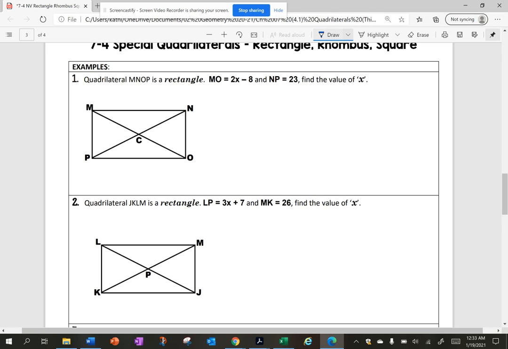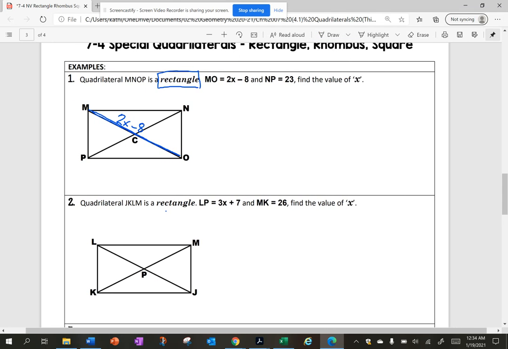Okay, so quadrilateral MNOP is a rectangle. The distance from M to O is 2x minus 8, and the distance from N to P is 23. Find the value of x.